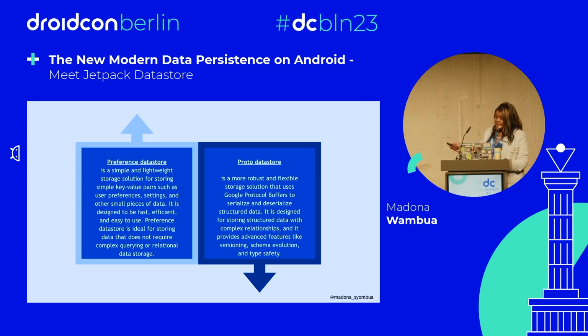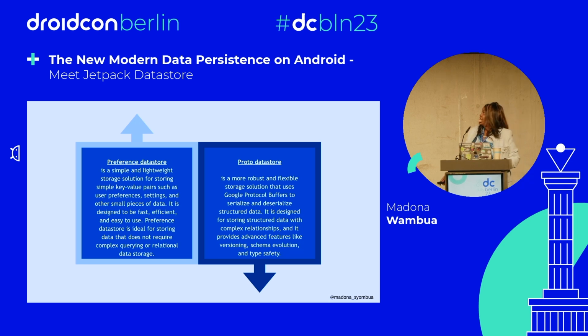But on the other hand, you should use Proto Data Store when you need to store structured data with complex relationships, and when you want to take advantage of features like, let's say, versioning, schema evolution, and type safety. Because Proto Data Store is a good choice for storing data that requires a more robust and flexible storage solution.